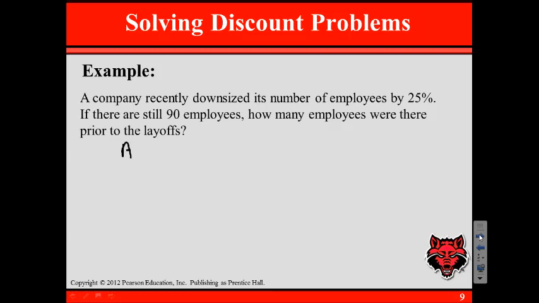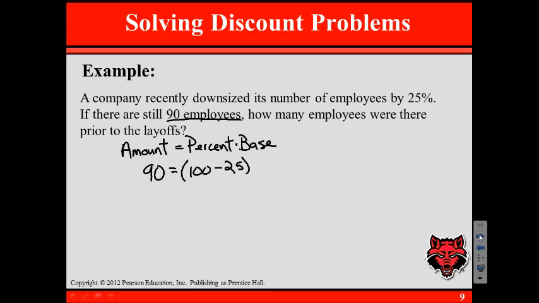So let's start with the same formula. Amount equals percent times base. Remember, the base is the original, the amount is the new. So here, the new would be the 90 employees, the employees that are still left. So 90 equals, and we're not talking about 25% of the employees. We're talking about the percent of employees that were left after downsizing. So if we started with 100% of the employees and we took away 25%, that would be the percent that we now have that would equal the 90 employees. In the base, the original number of employees, that's what we are trying to find.